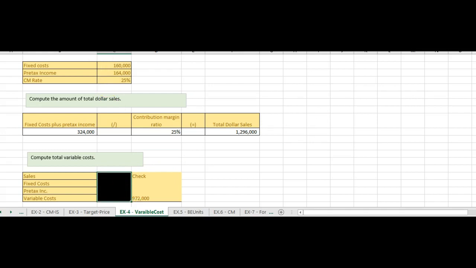So now let's go down here and see what this comes to. I'm asking, what are the variable costs? Well, I know my sales are $1,296,000. My fixed costs are $160, and my pre-tax income is $164. So if I add these two together and subtract it from the sales, I should come up with my variable cost of $972.